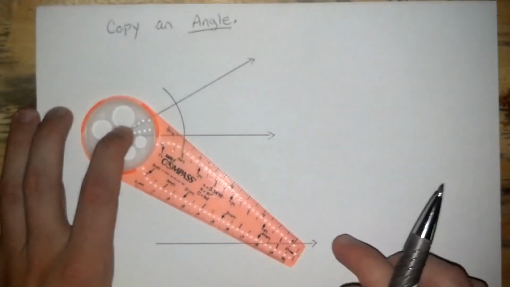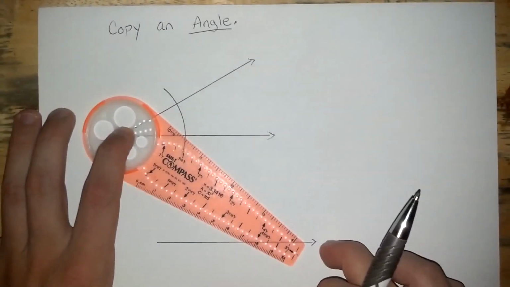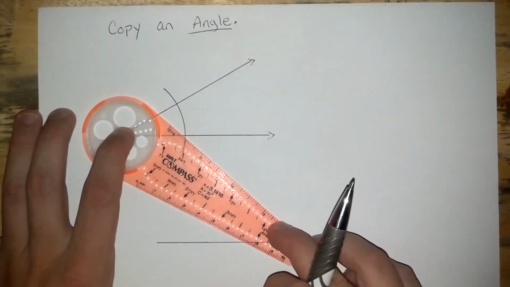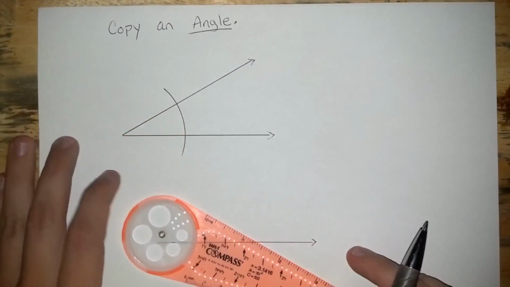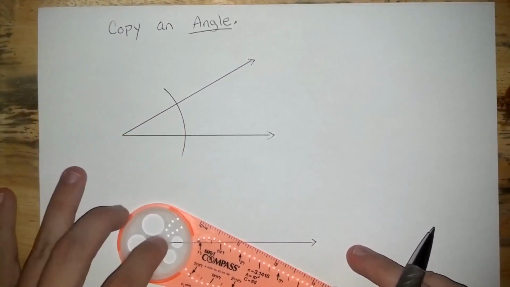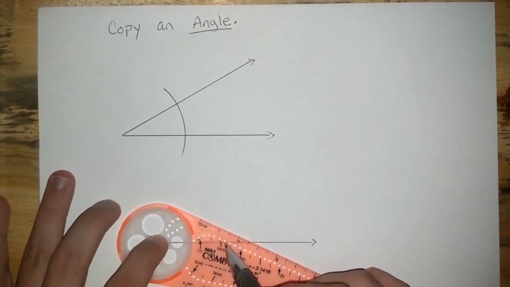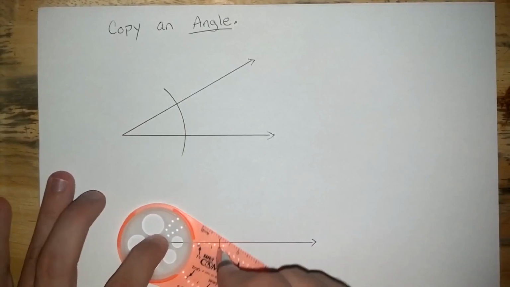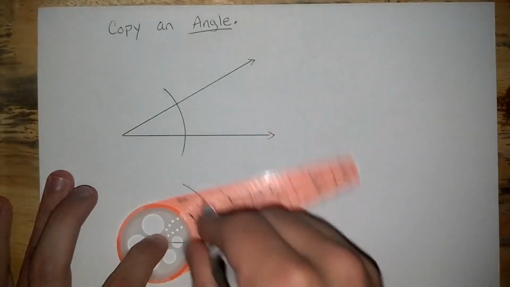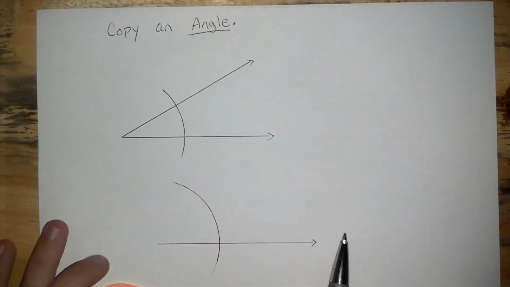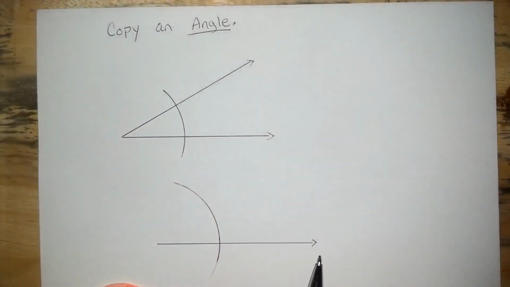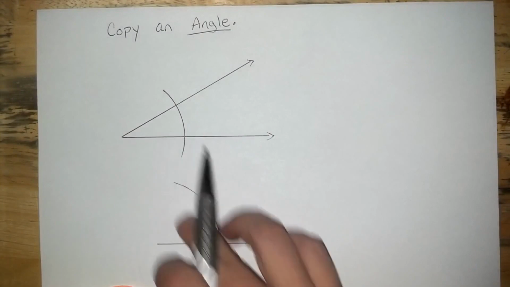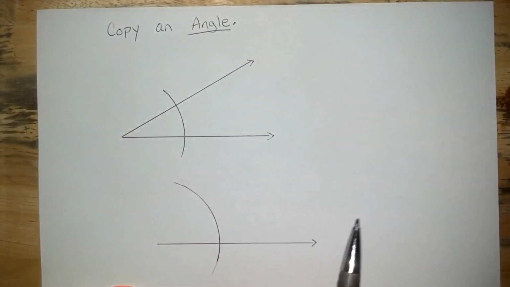Next, go ahead and come down to your new ray and recreate that movement using the same hole. Come down here. Again, same hole, same line for me. I've recreated that arc down here. Might look a little bit bigger, but that's because I went a little bit further around.